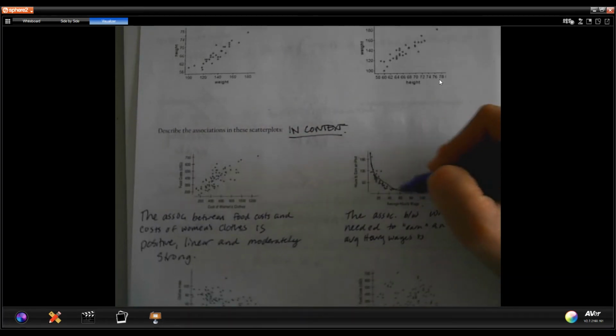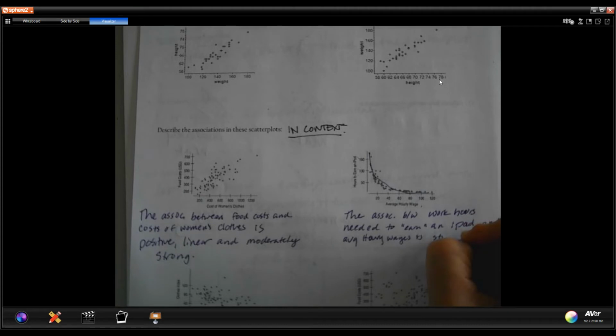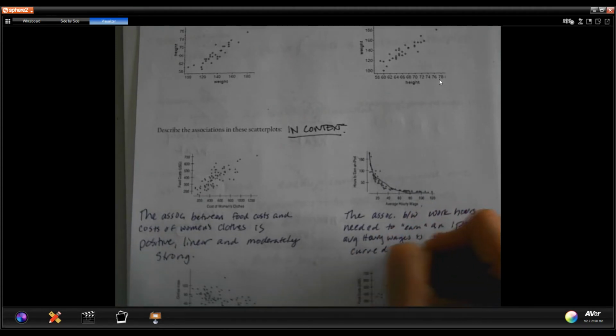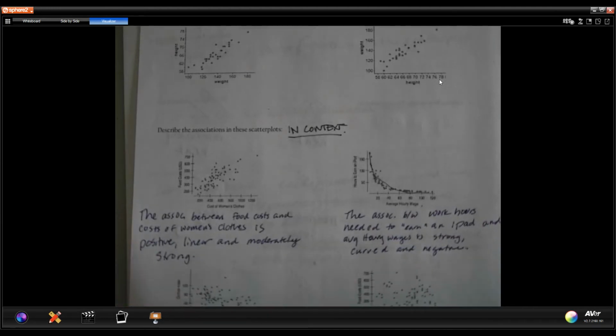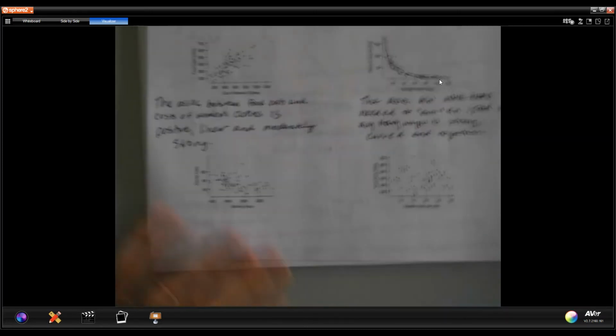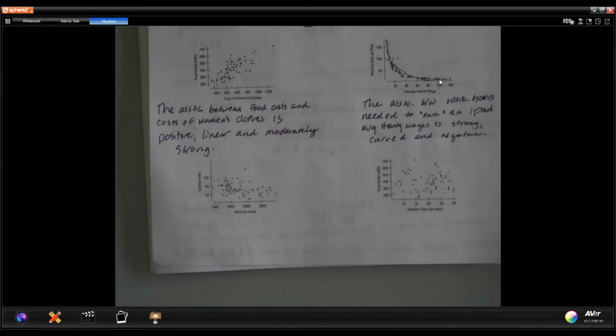And now I can see this is curved, but the dots are very close to the curve. So I'm going to say that it's strong, curved, and it's going downhill, so it's negative. So I'm going to say strong, curved, and negative. That's what that says. Okay, next one down here. This, it seems pretty weak here.